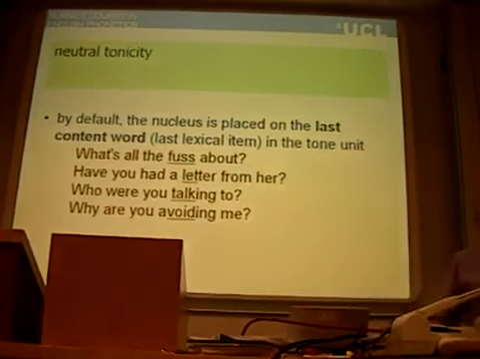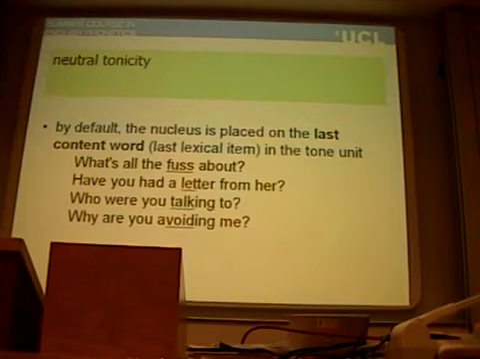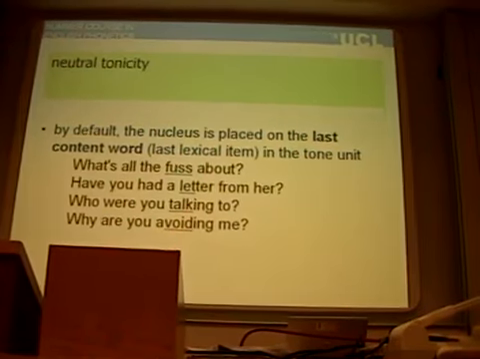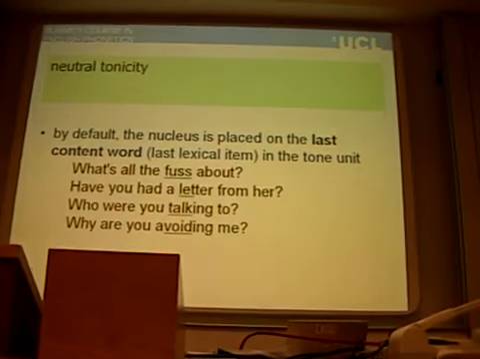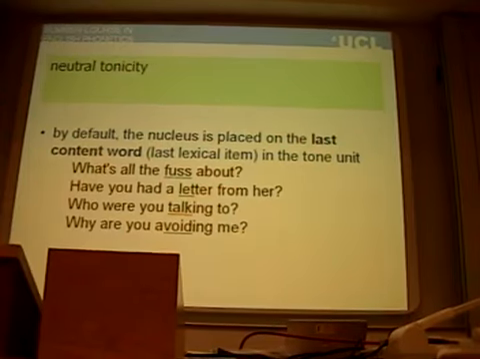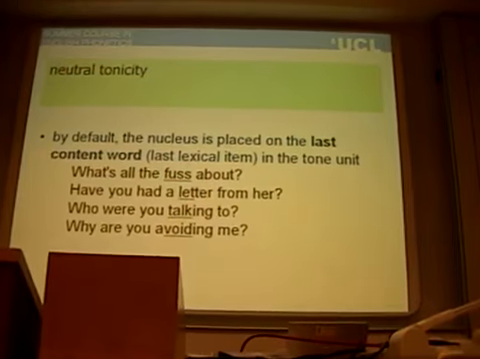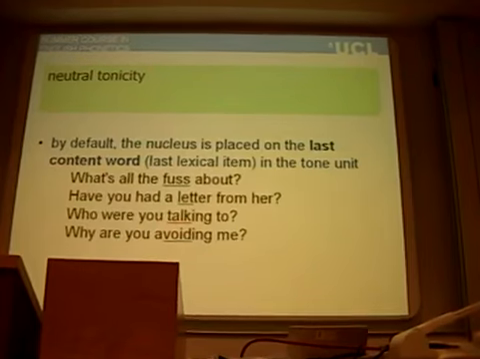We learnt about tonicity, about placing the nucleus within each intonation phrase. And we saw that by default, it's placed on the last content word, the last lexical item. So we say, what's all the fuss about? Why don't we say, what's all the fuss about? Because "about" is a preposition. And we don't accent prepositions unless there's some special reason to do so.